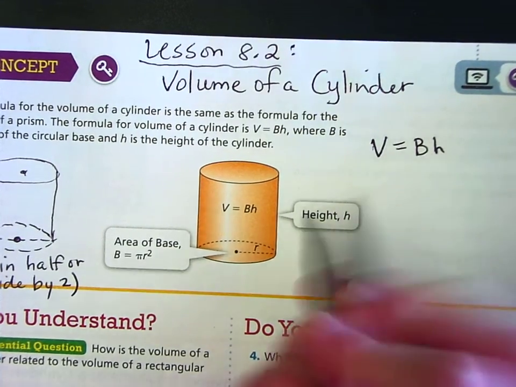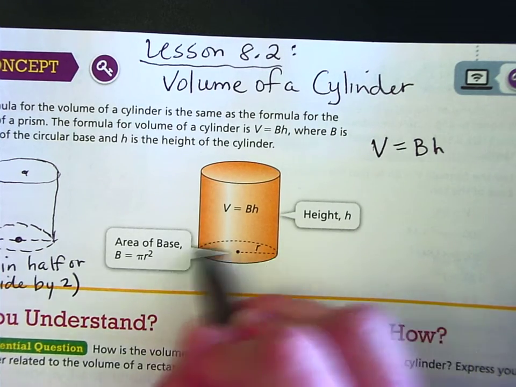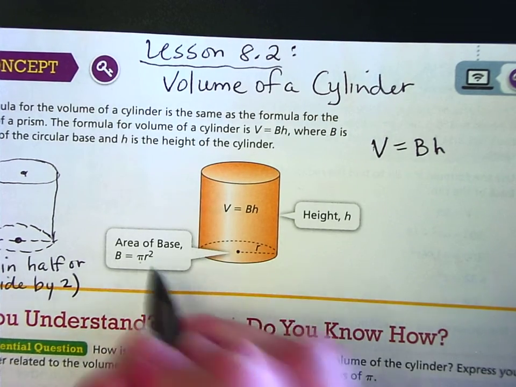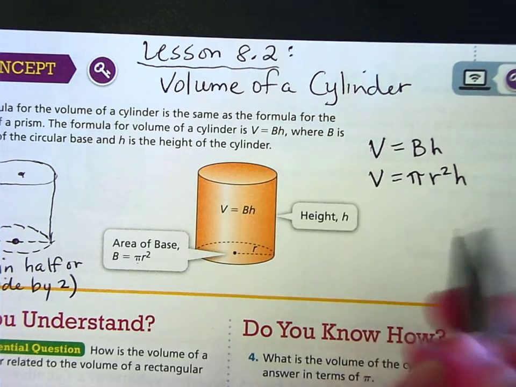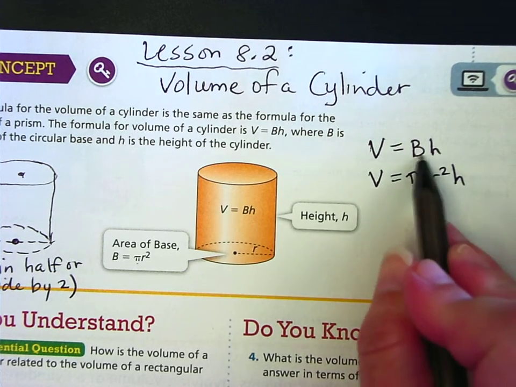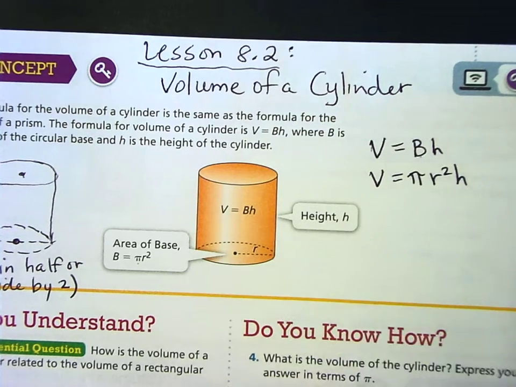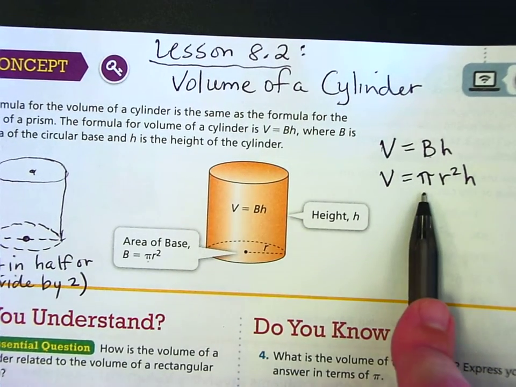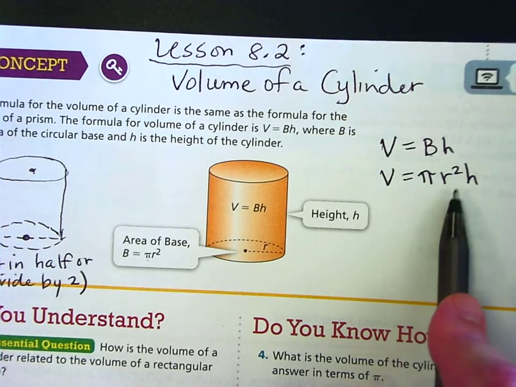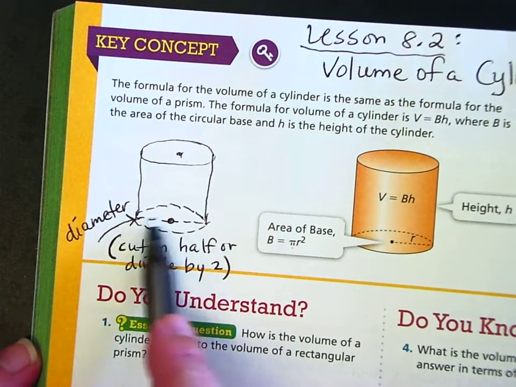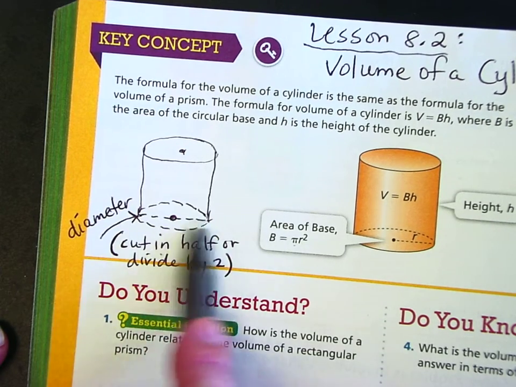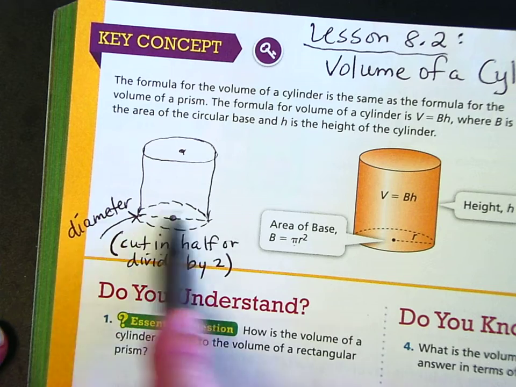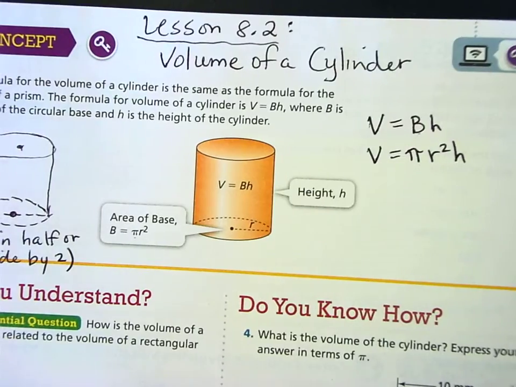Since your base is a circle, the area of a circle is pi times radius squared. So the volume of a cylinder is pi times radius squared times the height. Pi times radius squared is the area of the base. The things you need are pi, which is 3.14, your radius, and your height. If you are given the diameter all the way across one of your bases, you have to cut that in half. We only want half of the diameter, which is the radius. So divide your diameter by 2, and you have everything you need.